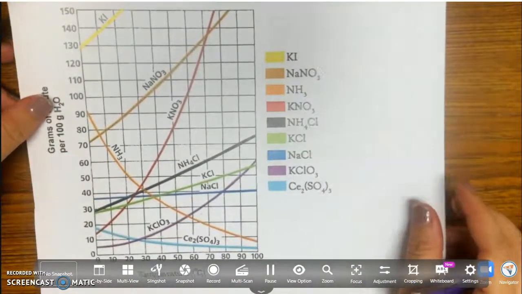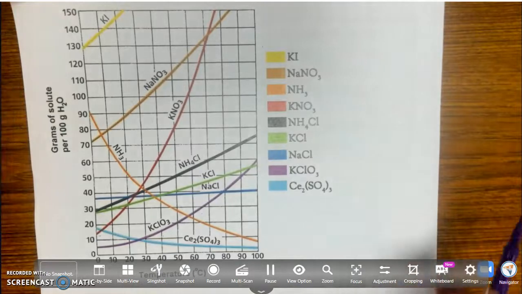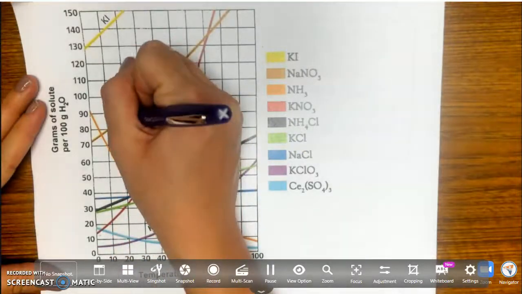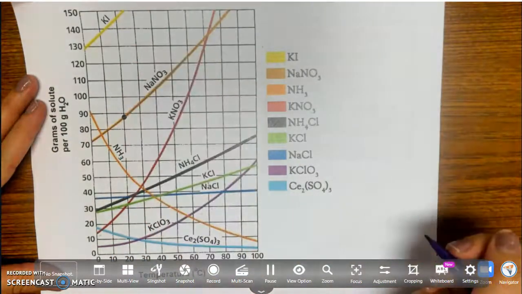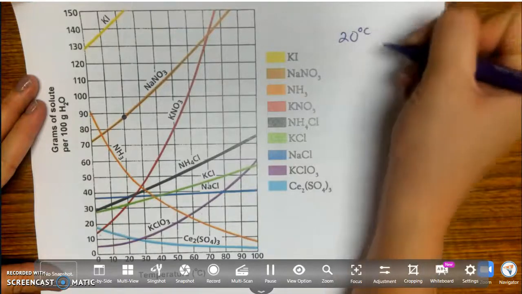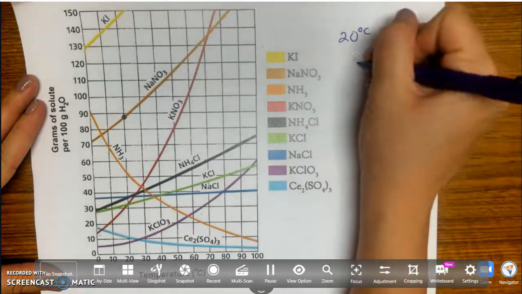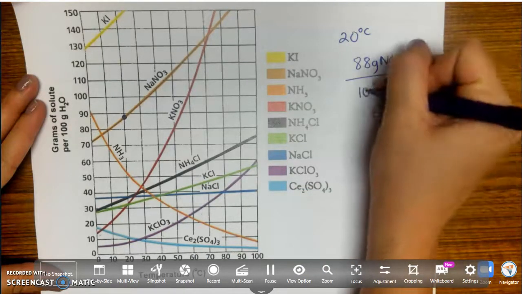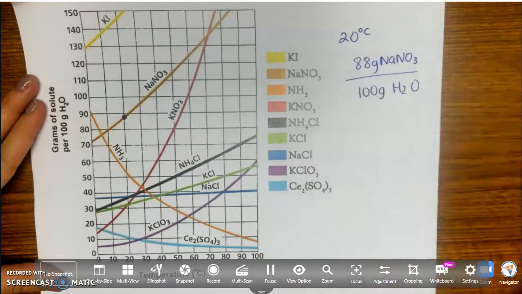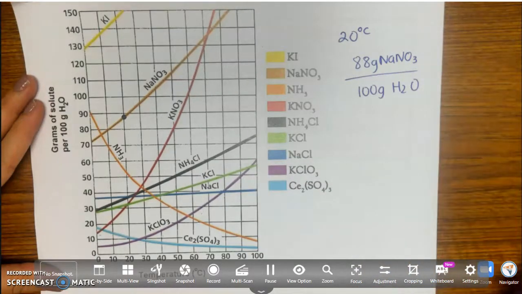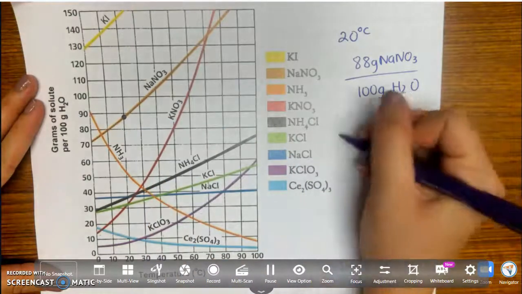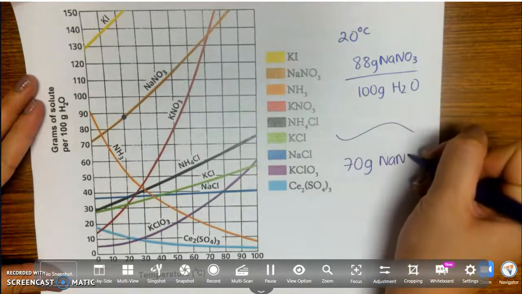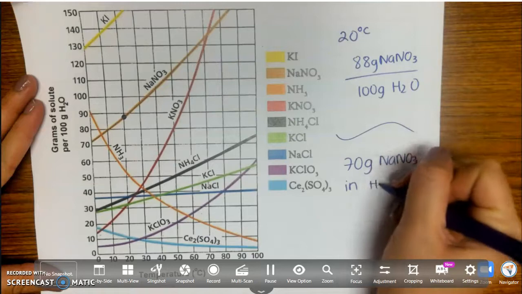And so you can tell this graph if I look at a point. So let's say, what was that? That was 20 degrees. Okay, on the zoomed in graph, 20 degrees of NaNO3 is a little less than 90. That's like, I can have 88 grams of NaNO3 in 100 grams of water. So let's say you read a problem, and the problem said, I have 70 grams of NaNO3 in 100 grams of water.